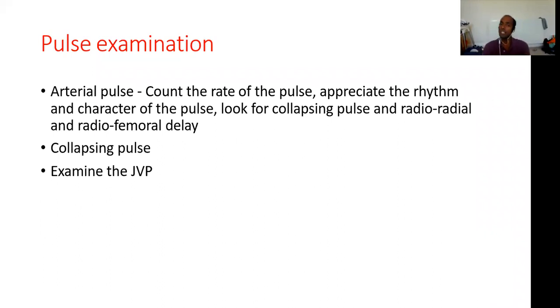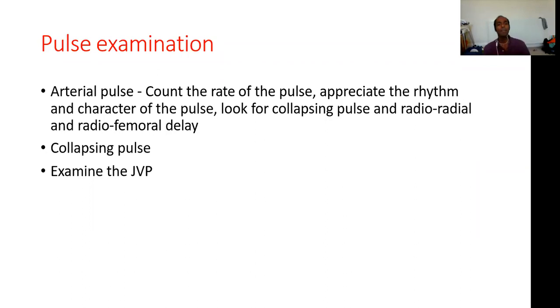Now, once you do this general examination, we go to the cardiovascular system proper. When you're doing the cardiovascular system proper, you have two components, so it's easy to remember that way. You have the pulse examination on one hand, and then the precordial examination. In between the two, you also have blood pressure measurement, which you routinely do in the wards, but at the exam, we generally tell you the blood pressure if you ask for it.